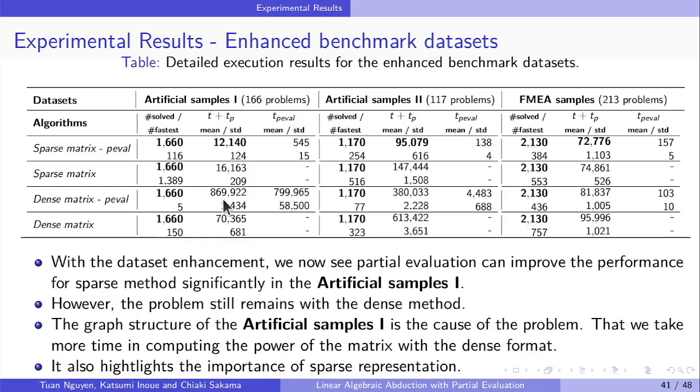Here the time to compute the partial evaluation, to compute the power of the matrix, is still considerably large. The graph structure of artificial symbol 1 is the cause of the problem, since it takes more time to compute the power of the matrix in the dense format. It also highlights the importance of the sparse representation, because we can see that the program matrix is usually very sparse.